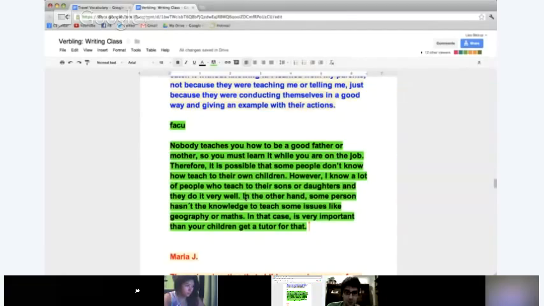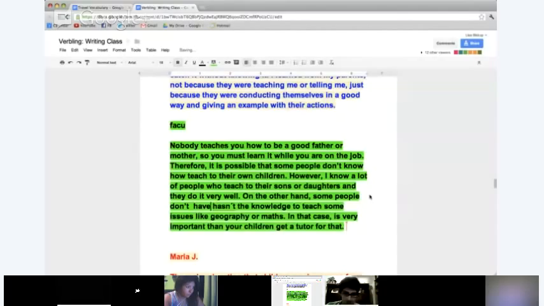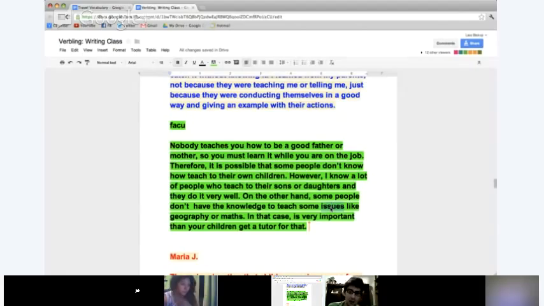And then we would say, on the other hand, some people, because it's the plural of person, so some people don't have the knowledge to teach some issues. So we would say, instead of the word issues, we would say subjects, some subjects like geography or math. In that case, it is very important that your children get a tutor for that. Okay? Okay. Good. Perfect. Thank you.